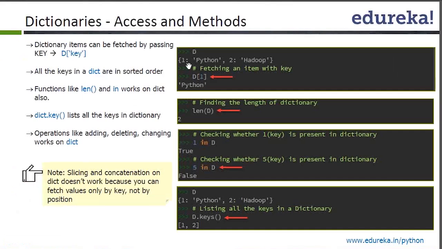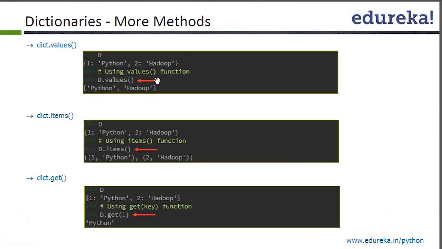So basically D of 1 will give you Python. Length of D is 3. 1 in D is true, right? Because you see the key 1 is available. 5 in D is false. D.keys will give you all the keys. D.values will give you all the values. See, Python and Hadoop are the values. D.items will give you everything as tuples inside a list, right? But this is a dictionary. And D.get(1) will get you only Python, because 1 is the key: D.get of key.